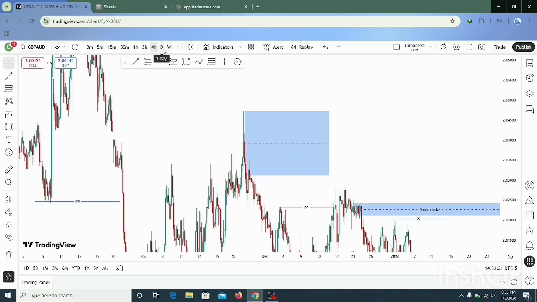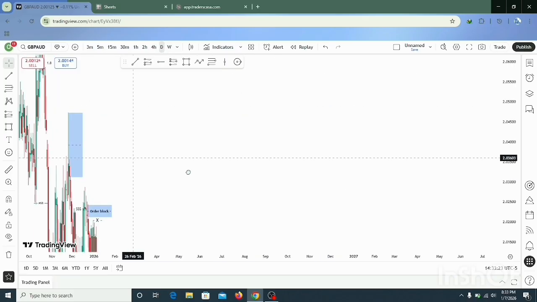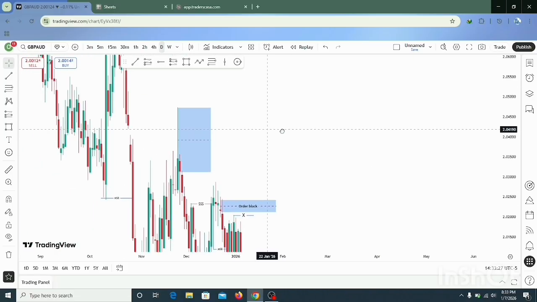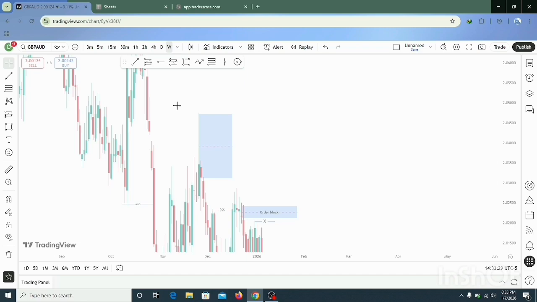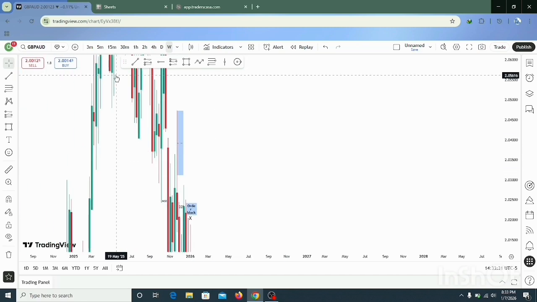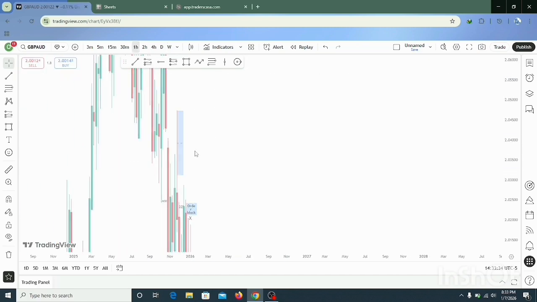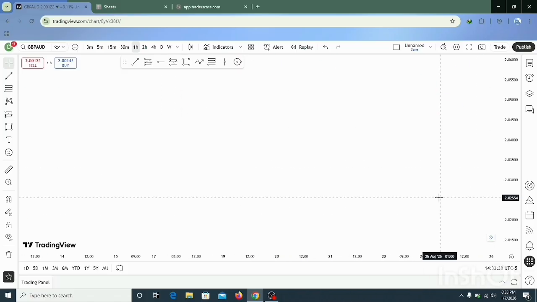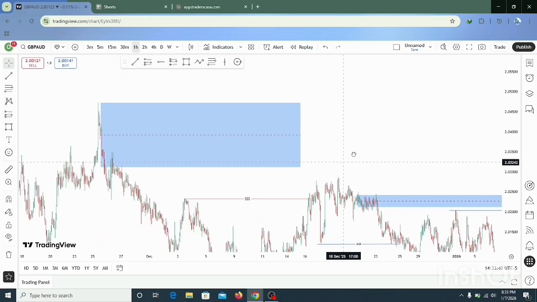I'm going straight to the daily time frame. Okay, what is the daily time frame preparing for us? I'm not seeing any February gap over here. But the weekly, and no February gap on the 1 hour. Okay, guys, let's see what the 1 hour has for us.